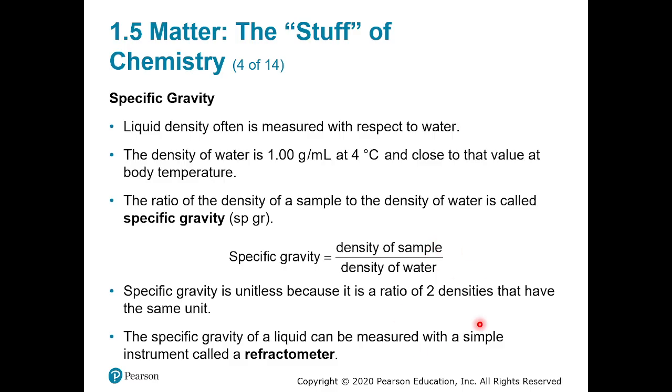Now, the specific gravity is unitless because it's actually 2 densities that have the same units. You're dividing one into the other, so you cancel everything out, and so it doesn't actually have units anymore. Specific gravity of a liquid can be measured with a simple instrument. It's called a refractometer.